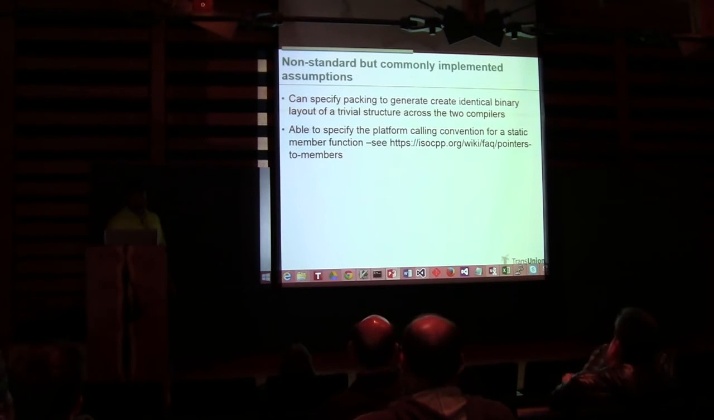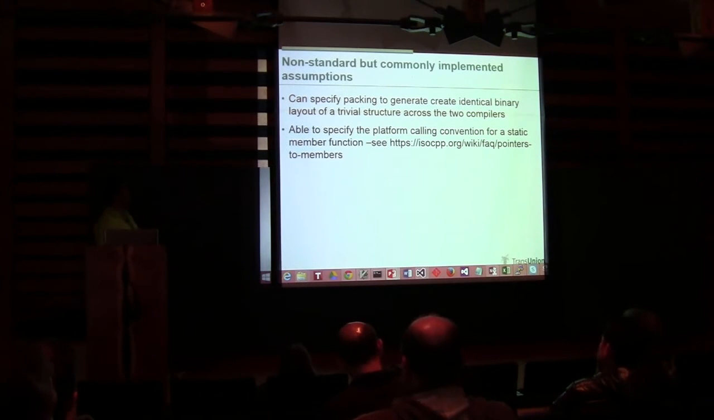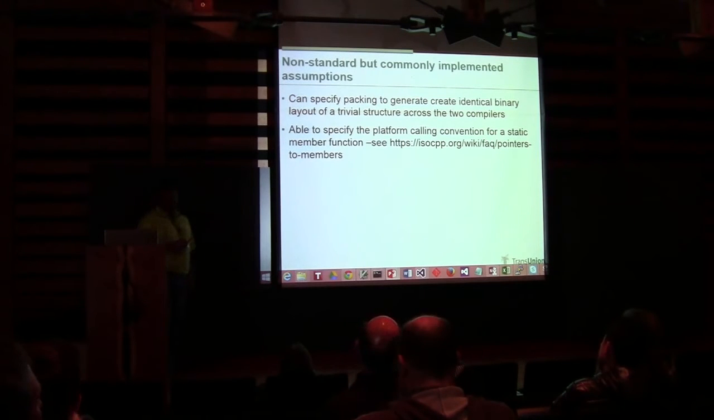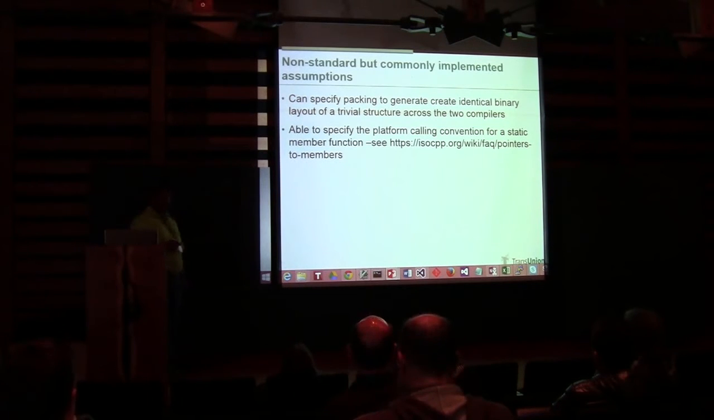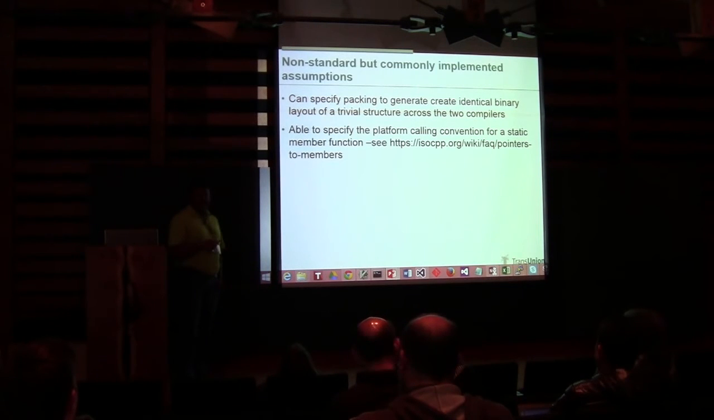There's a little bit of an asterisk by that. These are our assumptions, but they're commonly implemented. Number one is that we can specify packing to create identical binary layouts of a trivial structure across two compilers. Most compilers support pragma pack 1 for trivial type structures, basically because a lot of the platform ABIs rely on them. They will work across compilers. So this, like I said, works on MSVC, GCC, and Clang on Linux. And then we're able to specify platform calling conventions for a static member function. Theoretically, an extern C function and a static member function can have different calling conventions, but the compilers that are currently out there support a way to either make them the same or else they make them the same by default.